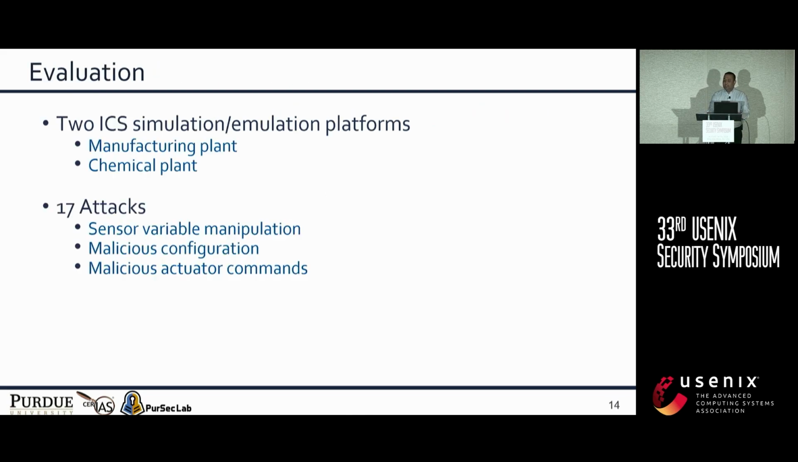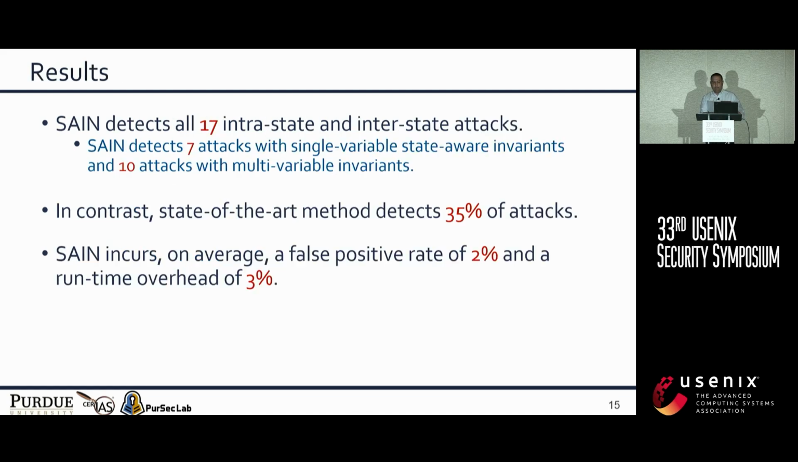We evaluate SAIN's security and performance aspects on two ICS test beds. First is the Fischertechnik manufacturing plant, and the second test bed is the Tennessee Eastman chemical plant simulator. We performed 17 attacks on these test beds. Our attacks align with our threat model. We exploit the HMI and send malicious variable update requests to the HMI. Our attacks encompass sensor variable manipulations, false configuration injections, and malicious actuator commands.